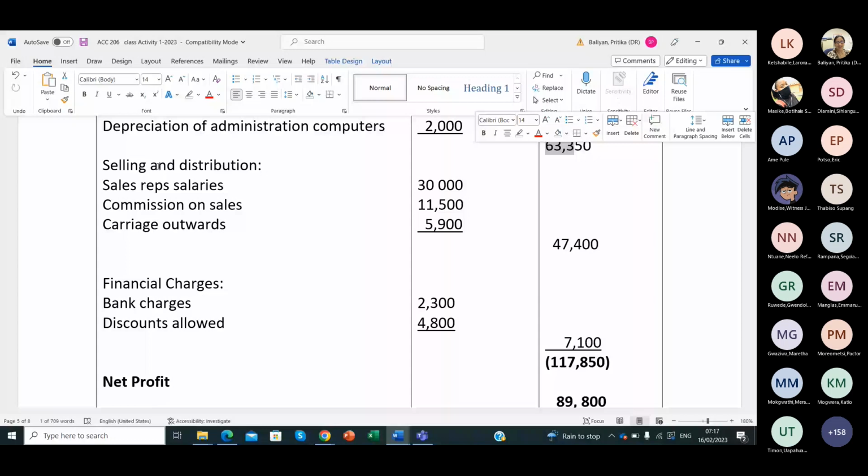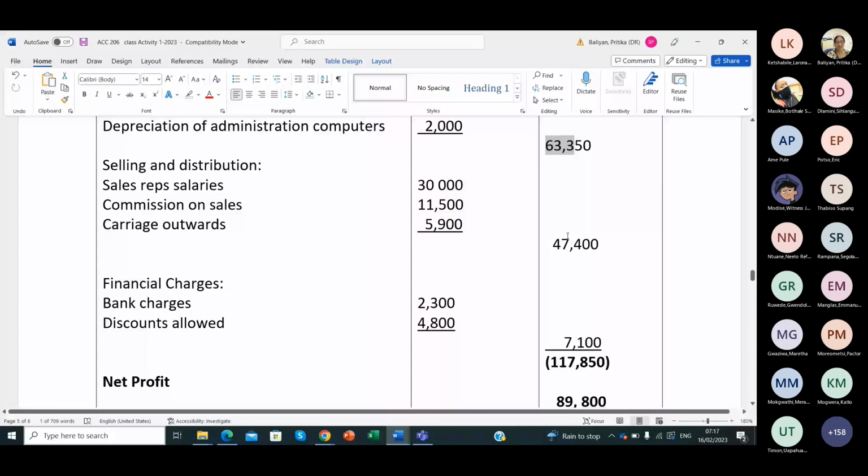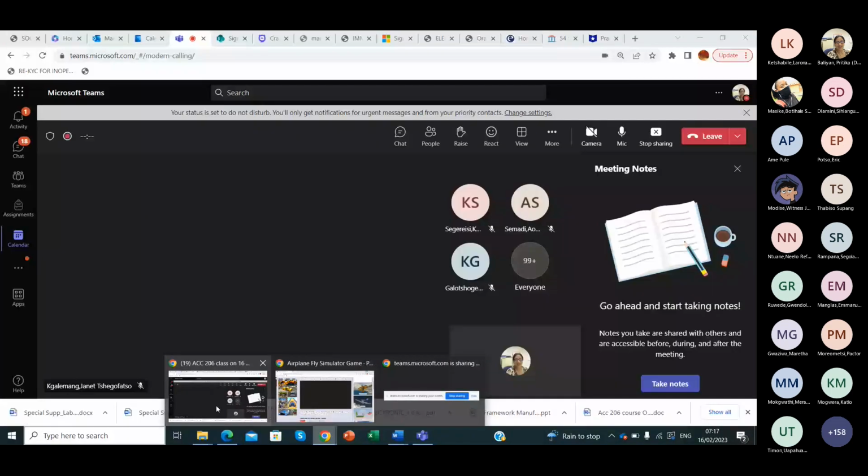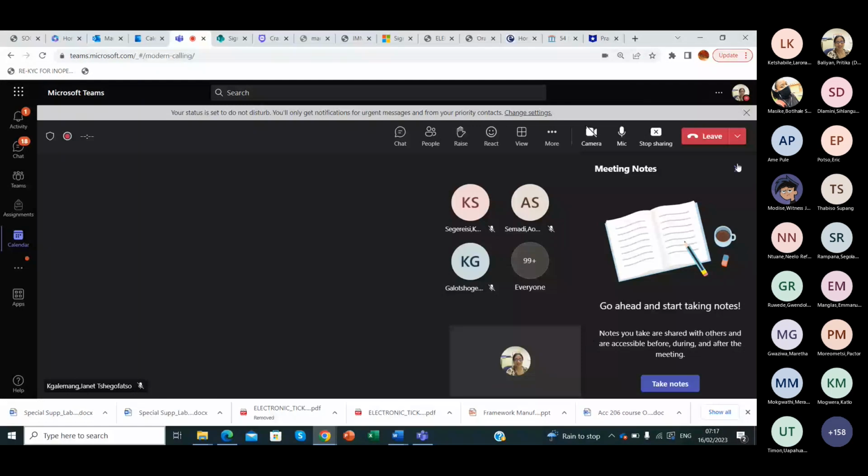So you list all the expenses which belong to the selling and distribution, and you list them. After that, we write their total in the last column. So their total is 47,400. Up to here is clear to everyone? Up to administration and the selling and distribution expenses. Yes, ma'am. Okay.